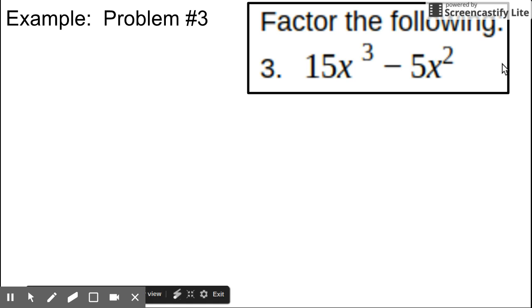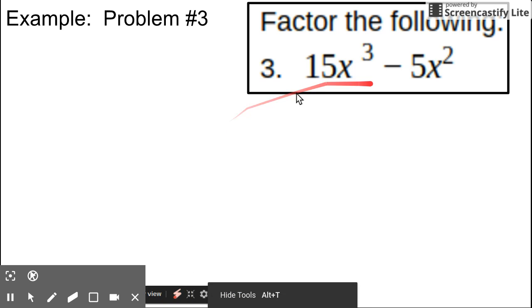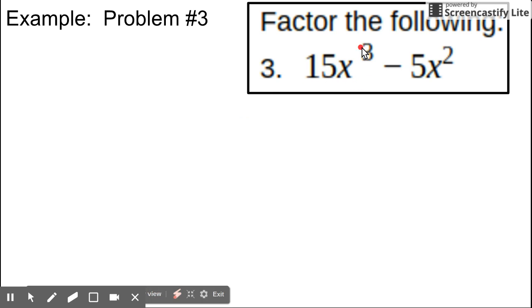So here you have two pieces. You have this first piece, 15x to the third power. And then you have the second piece, 5x to the second power. The minus sign is what separates it into pieces. So what you're trying to do is look at these two pieces and ask yourself, what do they have in common? And not just what they have in common, but what's the biggest thing they have in common? What's the most you can take out? That's why I call it the takeout method.